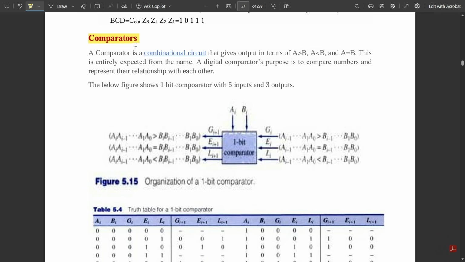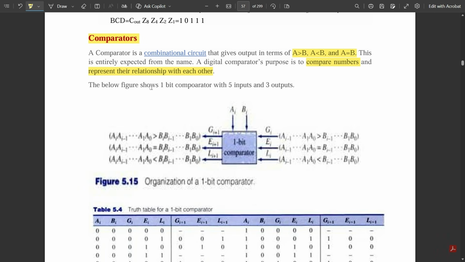So let us see what we mean by comparators now. A comparator is a combinational circuit that gives output in terms of three conditions. Okay, these are the three conditions under comparator which you need to know. Based on these three conditions only the output would be given. That is, A greater than B, A less than B, and A equal to B. Okay, where A and B are the relational bits which are taking part in the 1-bit comparator. So this is entirely expected from the name. A digital comparator's purpose is to compare numbers and represent their relationship with each other. Okay, so this is the basic operation which is taking place under this comparator.